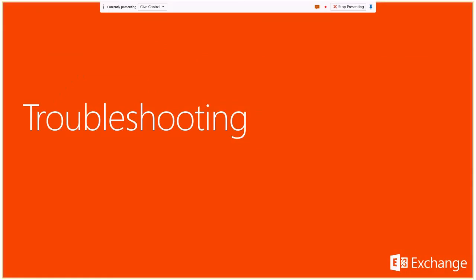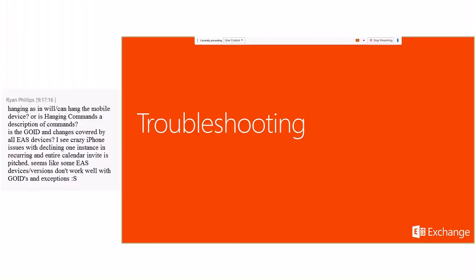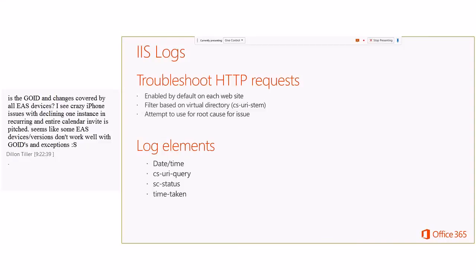So now let's get into the troubleshooting. Traditionally, from the on-premise days, we love to use the IIS logs because they're enabled by default. They have the historical data, so whenever we have an issue with anything HTTP related, we would go to the IIS logs. We could filter those IIS logs based on the virtual directory. So for ActiveSync, we can filter on the Microsoft-Server-ActiveSync virtual directory, and we can try to figure out what happened using the IIS logs.